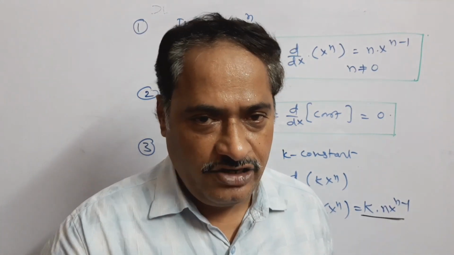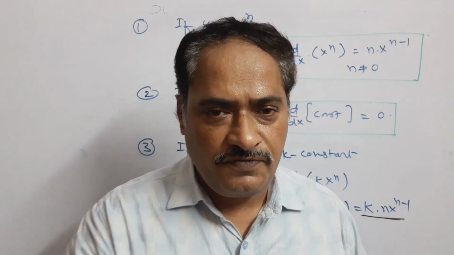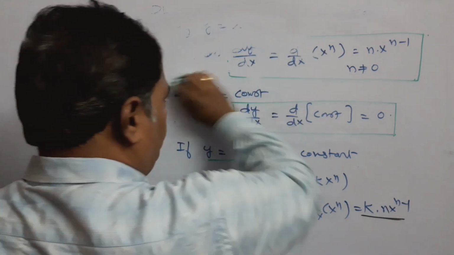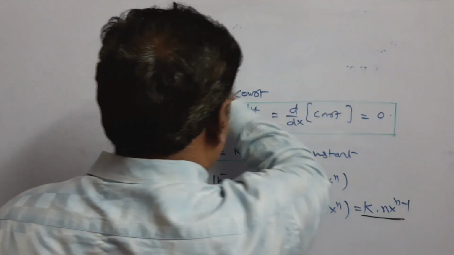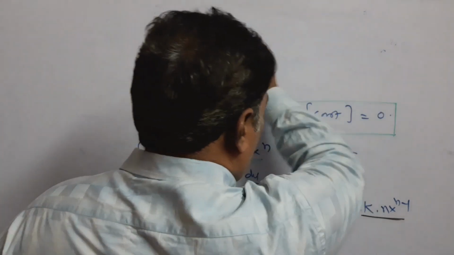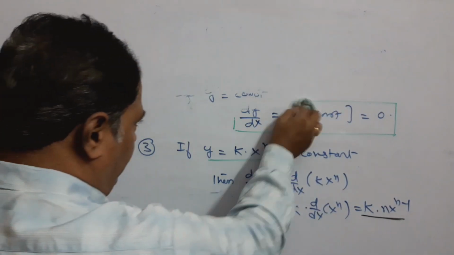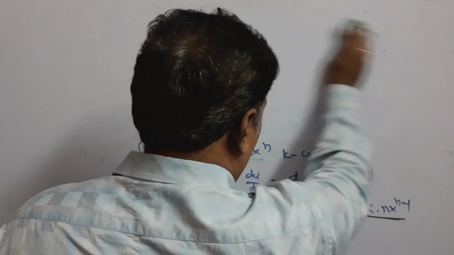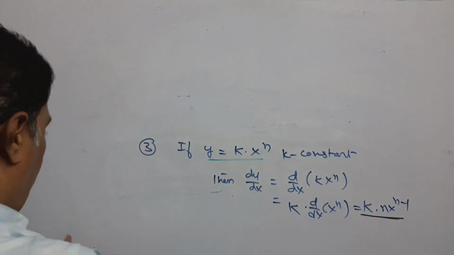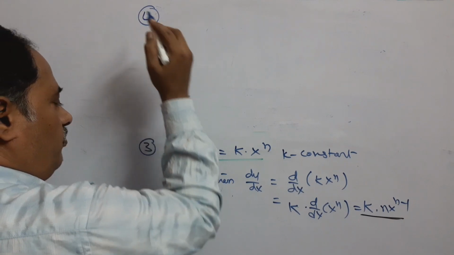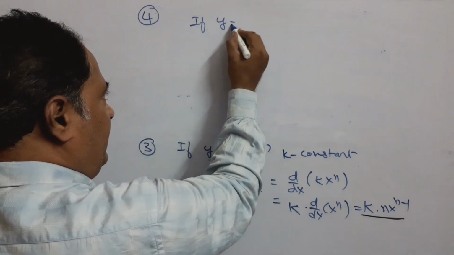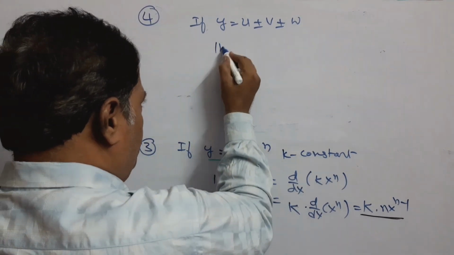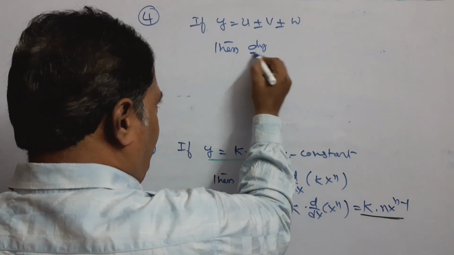Sometimes you may not have a single value, so that may be expressed in terms of 2 or 3. For example, if I take the fourth rule, if y equals u plus or minus v plus or minus w, where u is a function of x, v is also a function of x, and w is also a function of x, this can also be used a number of times. If y equals u plus or minus v plus or minus w, then you can write dy by dx.